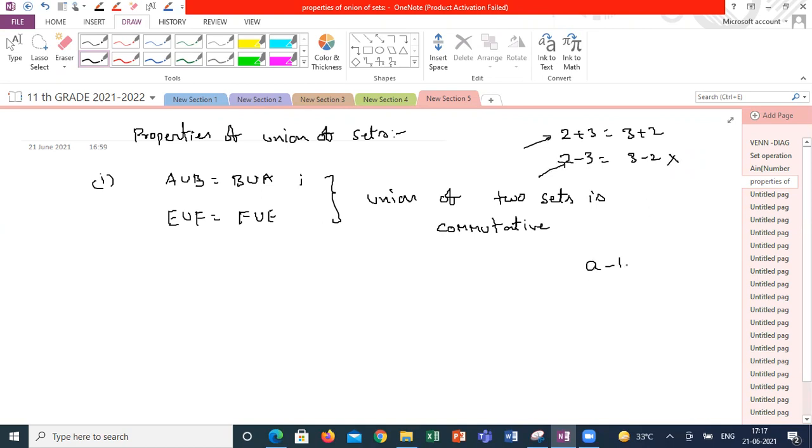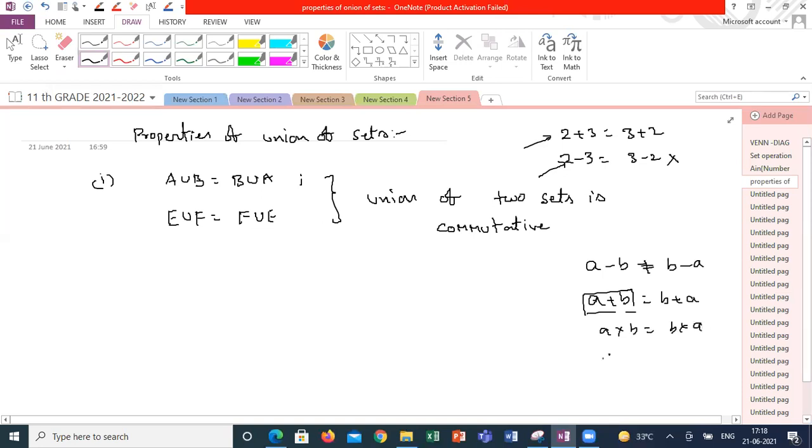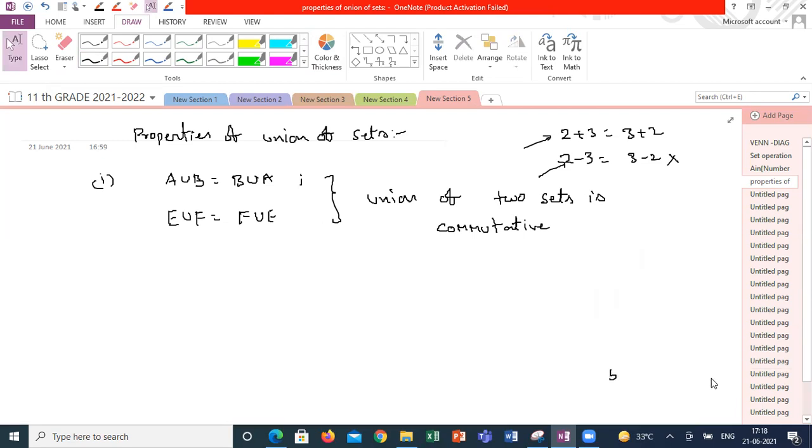That means if A and B are two numbers, A minus B is not equal to B minus A, but A plus B is equal to B plus A. If the order is independent in an operation, then it is called the commutative rule. A into B is equal to B into A, but A divided by B is not equal to B divided by A. So addition and multiplication are commutative, subtraction and division are not. You will see the commutative rule in future in vectors, matrices and some other places.